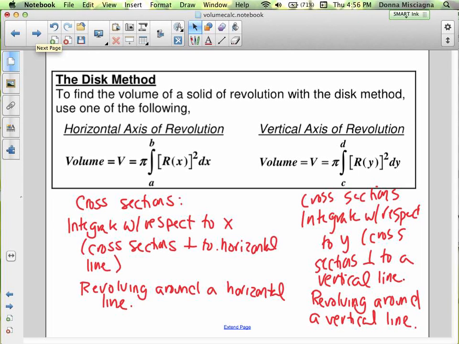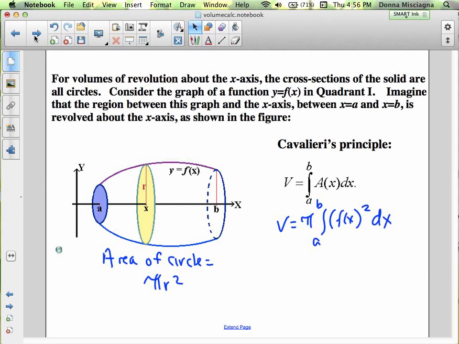And our only shape here is a circle, so you just have to figure out the radius. For volumes of revolution about the x-axis, the cross sections of the solid are all circles. Consider the graph of the function y equals f of x in quadrant 1. So this is our graph, that's our function there.